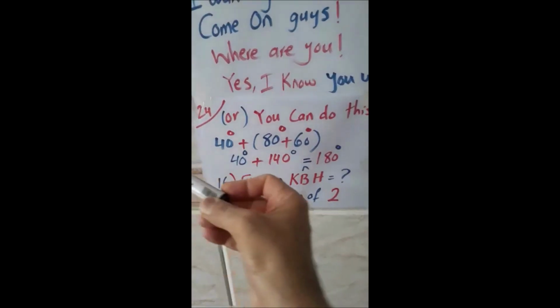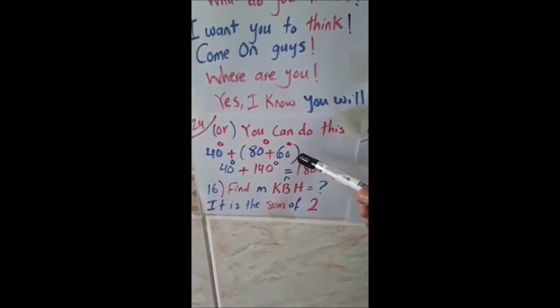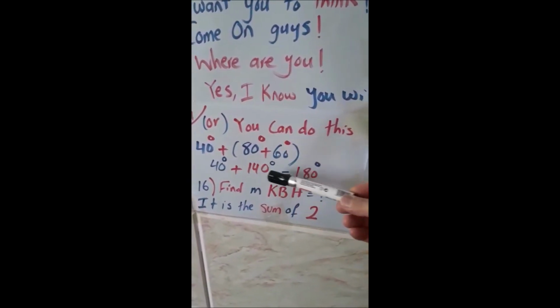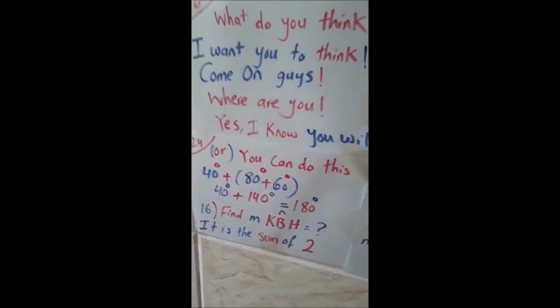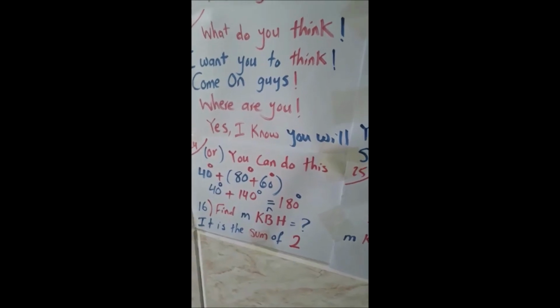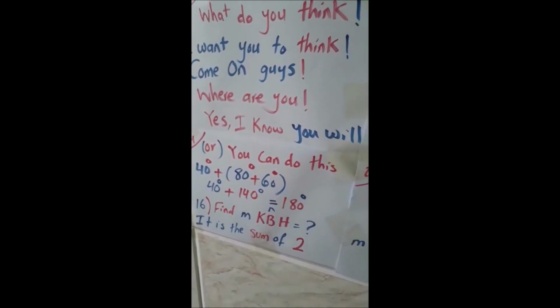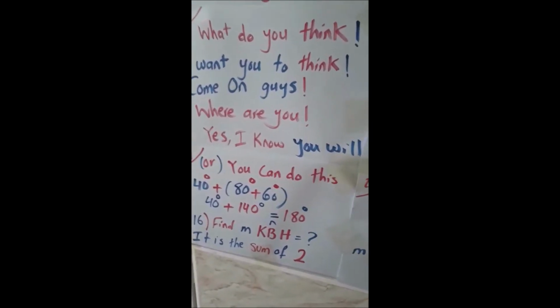Or you can do it in this way. You take away 40 and you add 80 and 60 again. 40 plus 140 will give you 180. In both cases, you get the same answer. And this is correct, because LBS is a straight angle, its measure is 180.